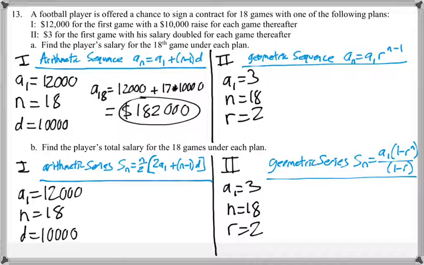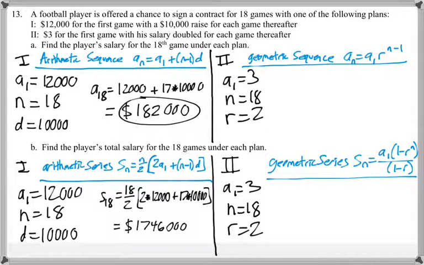The arithmetic series is going to be 18 over 2 times 2 times 12,000 plus 17 times 10,000. And that should get you 1,746,000.